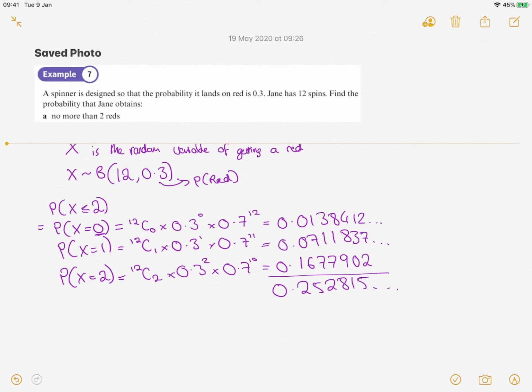And what you should notice now, if you look at that in the book, is that it is the same as the answer in the book. So that is where the number comes from in your calculator. It's doing all of these calculations that we've just done for you, and then adding them all together.